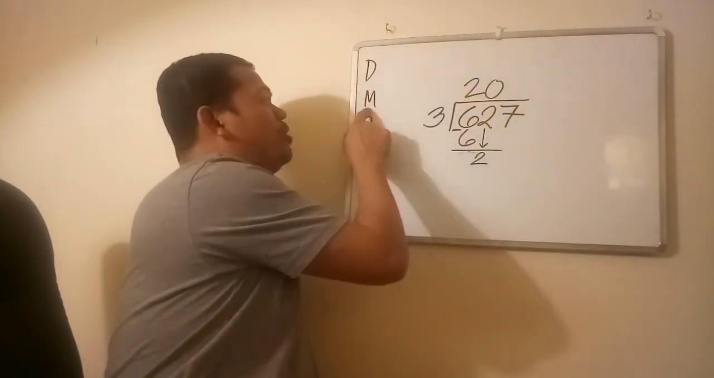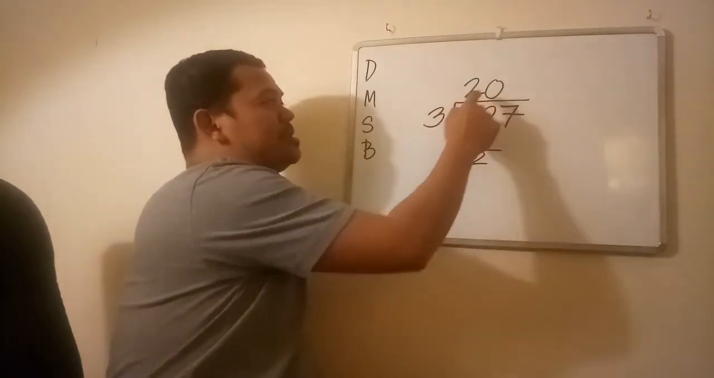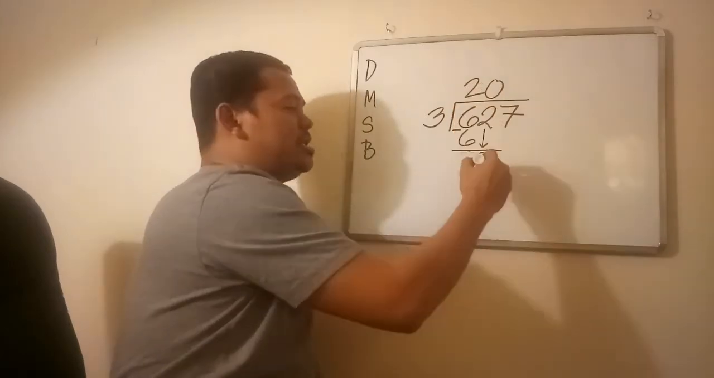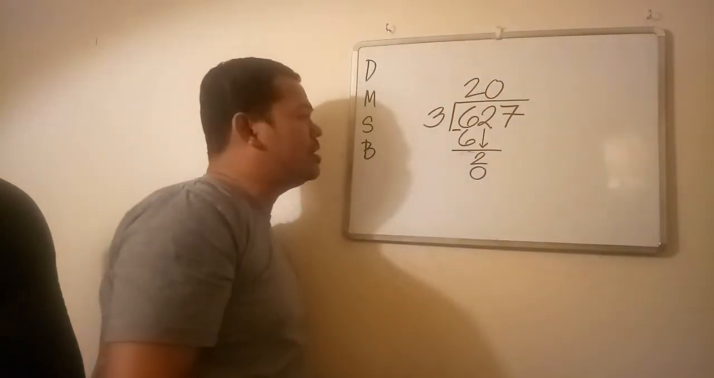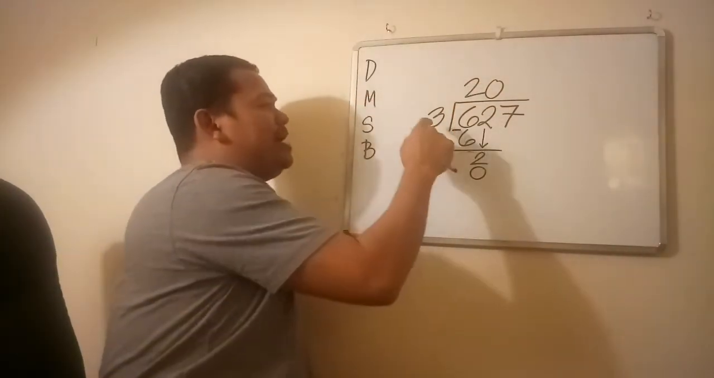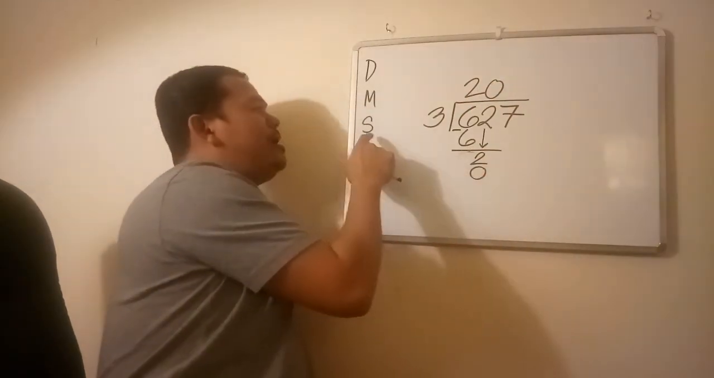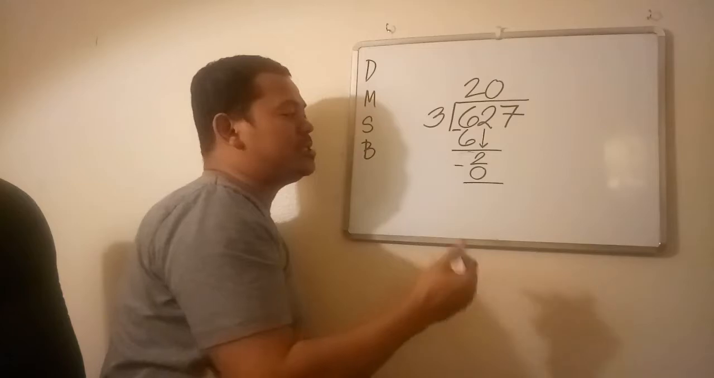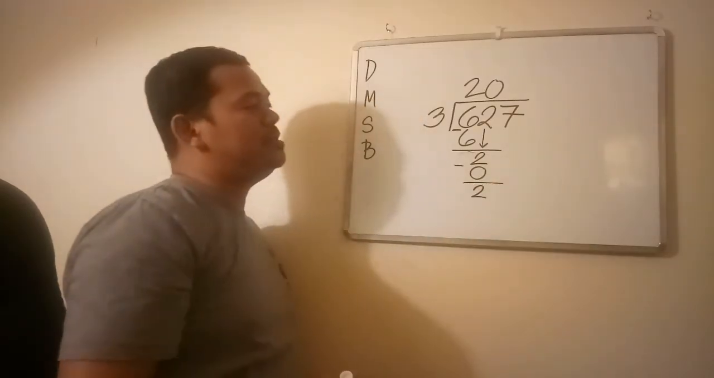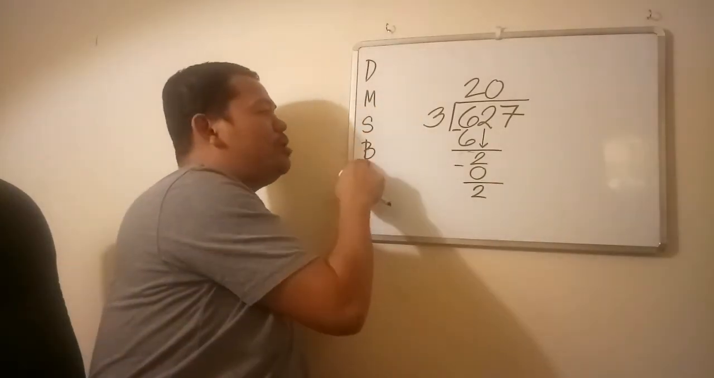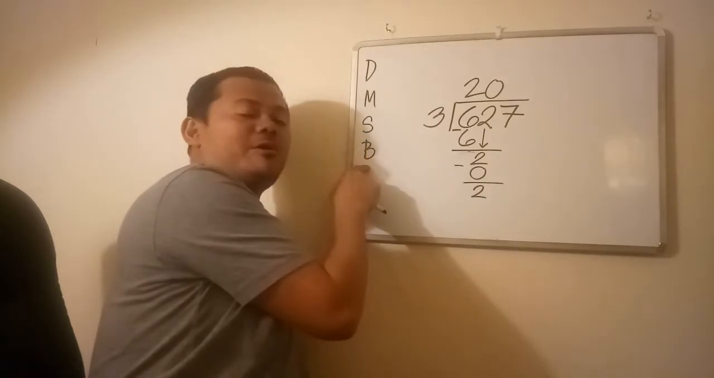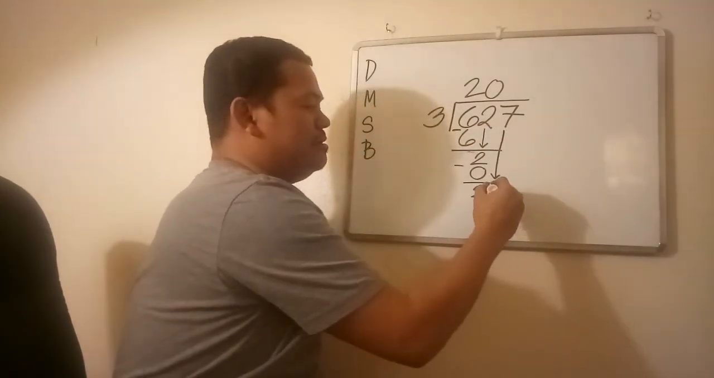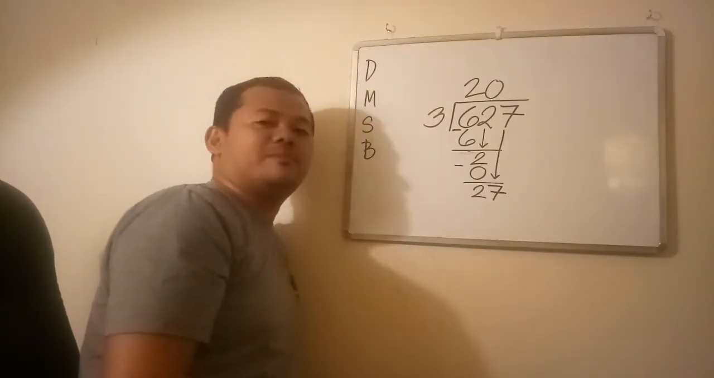After we divide, we are going to multiply. 3 times 0 is 0. Any number you multiply by 0 is 0. After we multiply, we are going to subtract. 2 minus 0 is equal to 2. After we subtract, we are going to bring down. What number are we going to bring down? We're going to bring down 7. So we have 27 now.